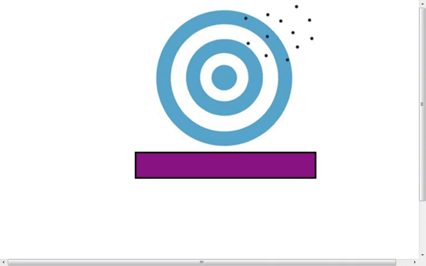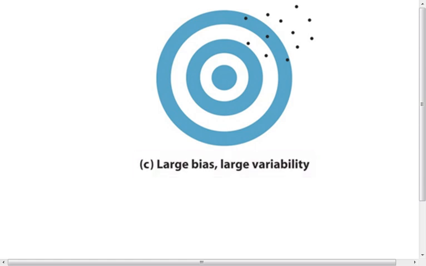This one has large bias and large variability. Again, that scale would not balance at all. It would tip, so it has large bias. And the data is quite spread out compared to some of the other pictures, and so it has large variability.